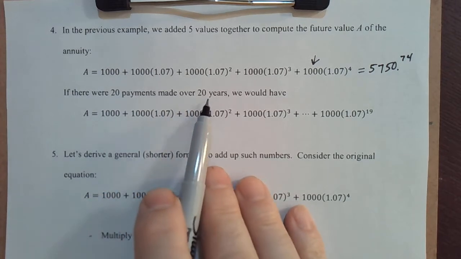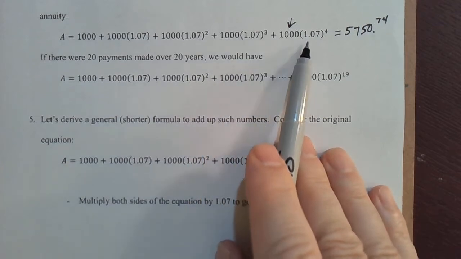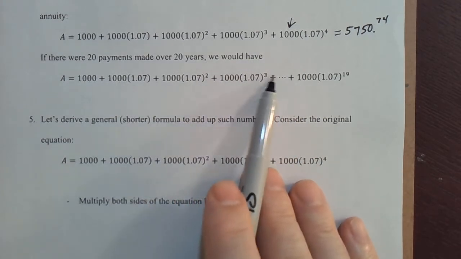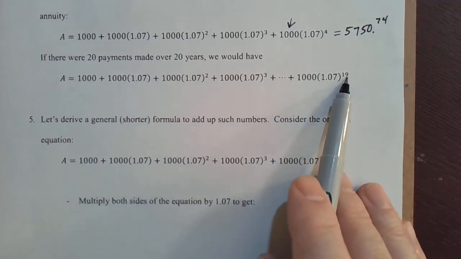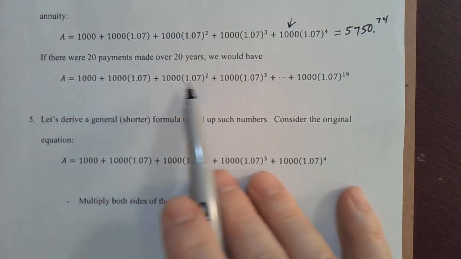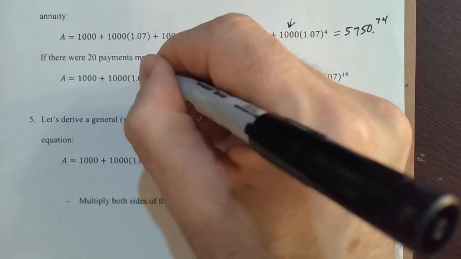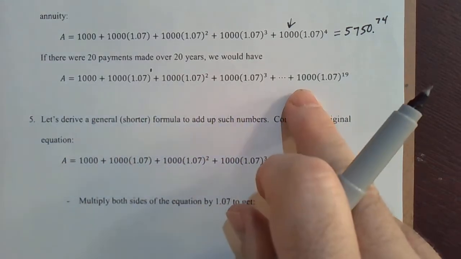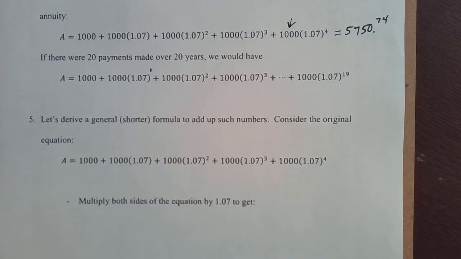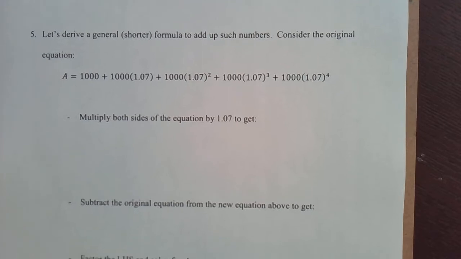20 payments made over 20 years means we'd have to add up the same first 5 terms, but then we'd have a 6th term, a 7th, an 8th, all the way up to the last one being 1,000 times 1.07 to the 19th. So this is 20 terms we're adding up. You can think of this as the 0th term, and the first term, that exponent would be 1, and the second all the way up to exponent of 19. Well, that will be a lot of adding. So maybe there's something we can do to come up with a formula to add up such a sequence of numbers.